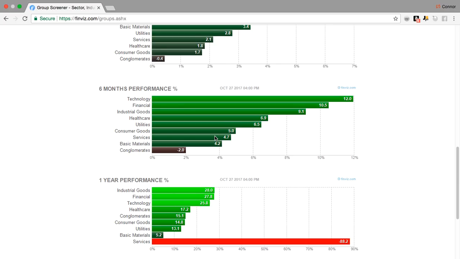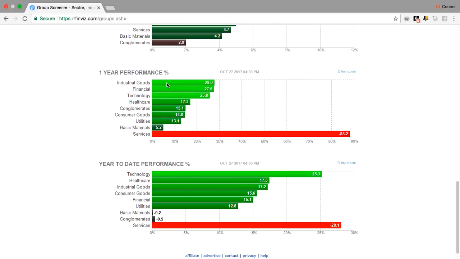Imagine if you diversified your portfolio in industrial goods, financial, technology, and healthcare, you'd be booming over the past year. Your portfolio would have grown exponentially because they're all up 17, 25, 27, 28% for the past year. To be in services, that would have really sucked. You'd be down 88%. Wow.